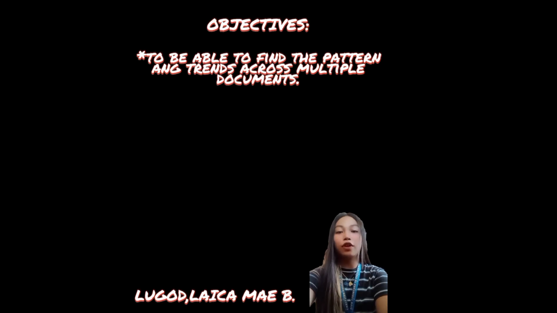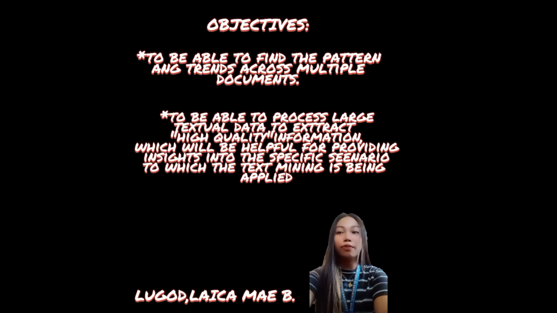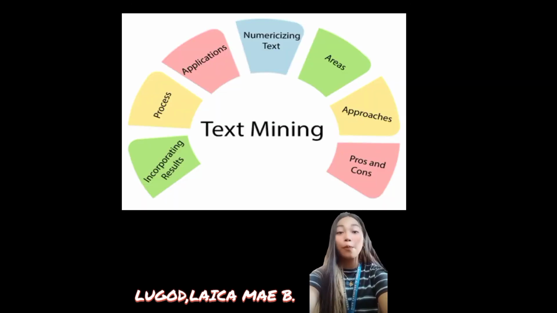So the objectives of text data are to be able to find patterns and trends across multiple documents. Second, to be able to process large textual data to extract high quality information which will be helpful in providing insights into the specific scenario to which the text mining is being applied. So text mining covers results, process, applications, numerizing text, areas, approaches, and lastly, pros and cons.